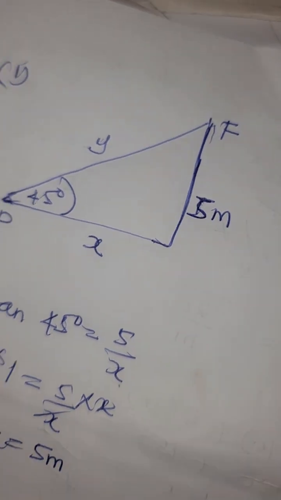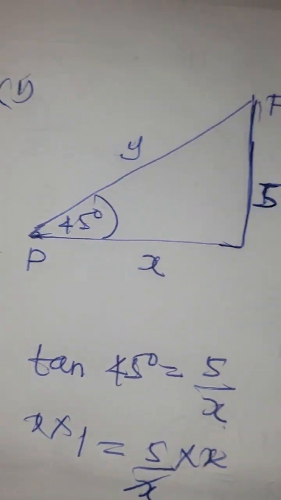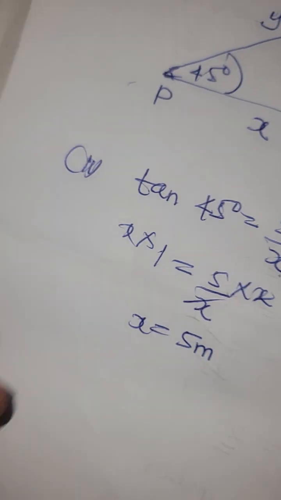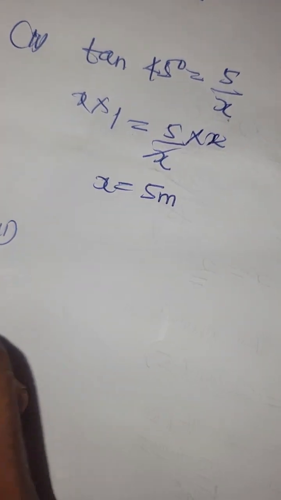The next question says, how far is the point P from the flagpole? So we are looking at this particular part. You can decide to use Pythagoras theorem, because now you know two sides.